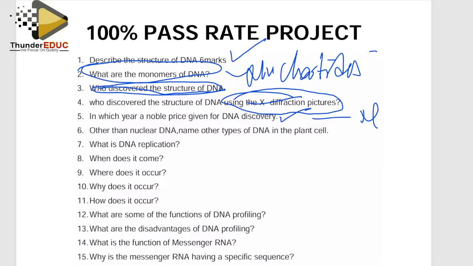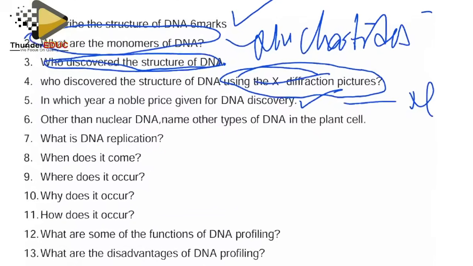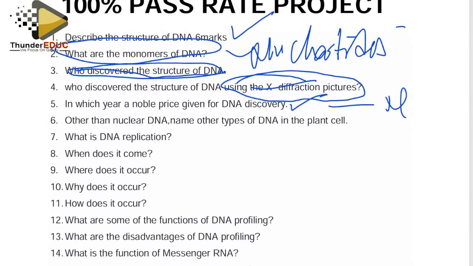Other than the nuclear DNA, which other types of DNA do you know? We have the mitochondrial DNA, and then the chloroplast DNA. So you need to know these types of DNA and where they are located. Where they are located will determine the other types of DNA. The next question is, what is DNA replication? It is the process by which DNA makes exact copies of itself.